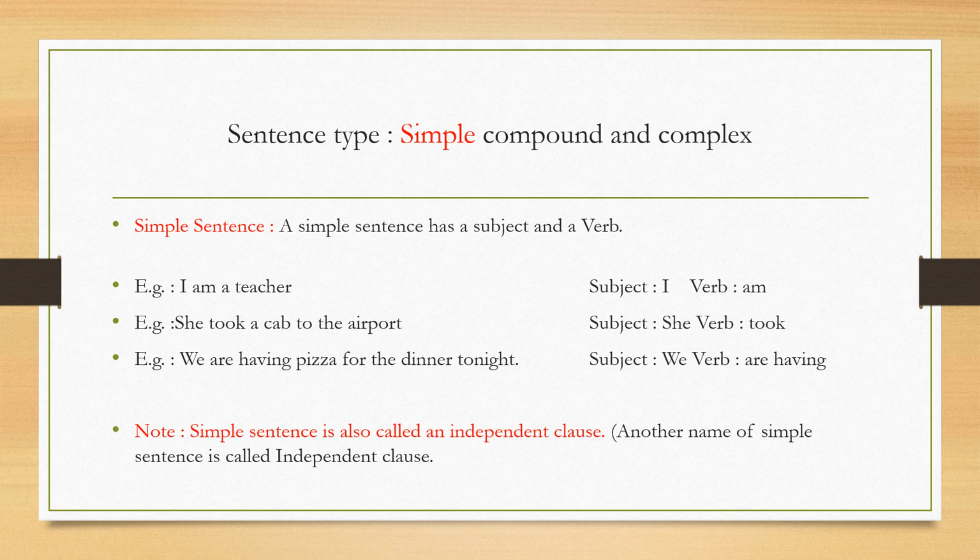A simple sentence is also called an independent clause. What is an independent clause? A complete sentence in which there is one subject and a verb is known as an independent clause or a simple sentence. Whatever you want you can say, simple sentence or independent clause. It is one and the same.